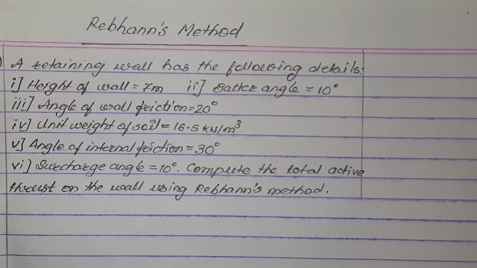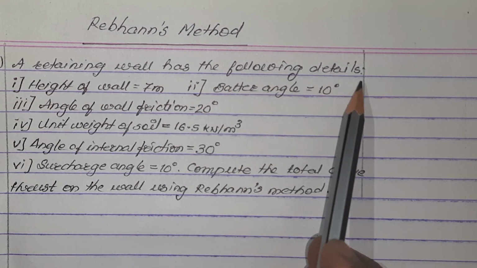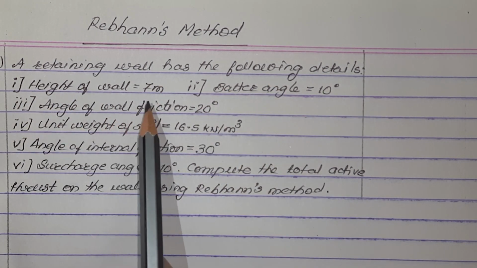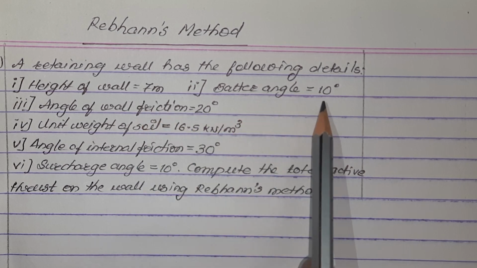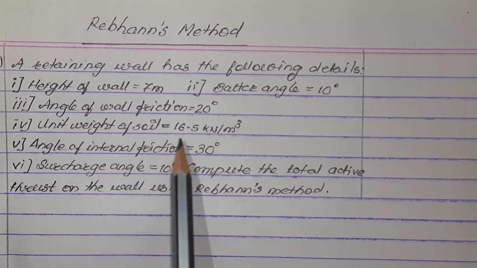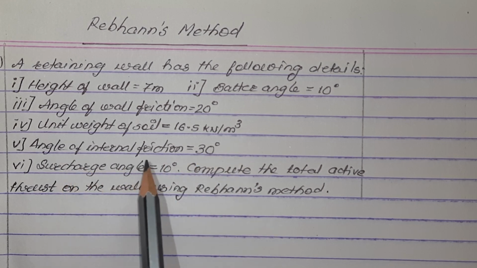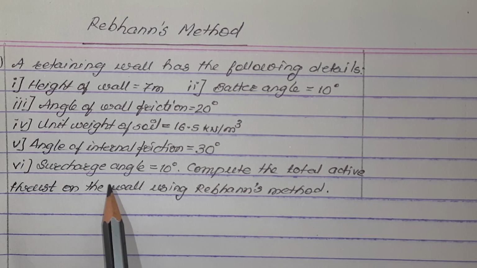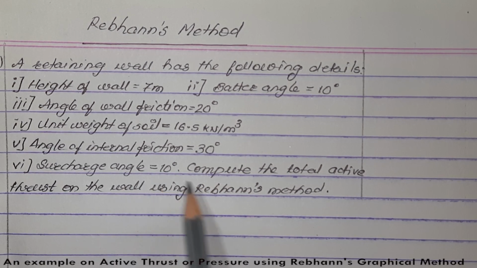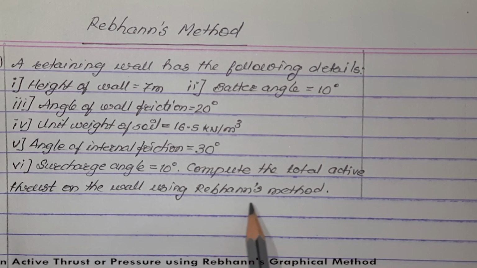Today we will see how to use Rebhann's graphical method to find out active earth pressure on a retaining wall. The problem is a retaining wall has the following details. First, height of the wall is 7 meter, batter angle is 10 degrees, angle of wall friction is 20 degrees, unit weight of the soil is 16.5 kilonewton per cubic meter, angle of internal friction is 30 degree, surcharge angle is 10 degrees. We want to find out total active earth pressure on the wall using Rebhann's method.